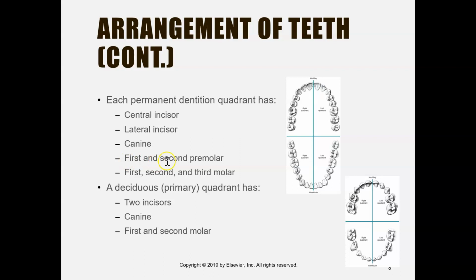Then we have the first and second premolars. Adult teeth have 2 premolars, and your premolars are right here. And remember, they're called premolars, so they're not as big as your molars. And these are your molars. We have them on the max, and we also have them on the mand. And we have 3 molars, which are at the very edge. You chew on your molars. When you eat, you chew on your molars.